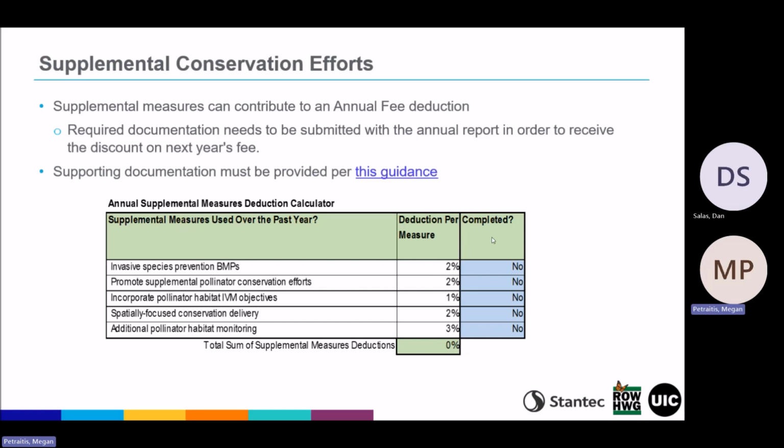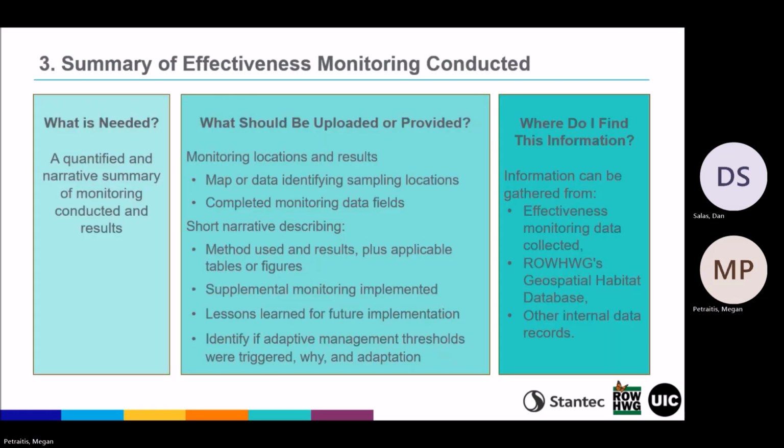So if you're using the fee calculator, you can play around with that to see how addressing these different supplemental measures affects your annual fee. So check that out. And if you have any questions on this, there is a guidance that also provides examples on the toolkit. So that should help you make sure that you're able to receive these discounts if you're interested. And with that, I will turn it over to Dan to talk about effectiveness monitoring conducted.